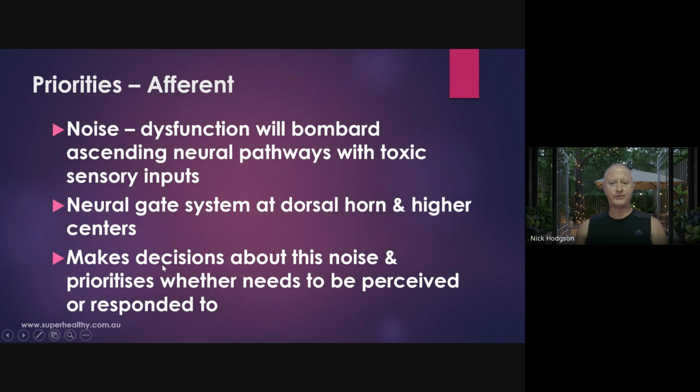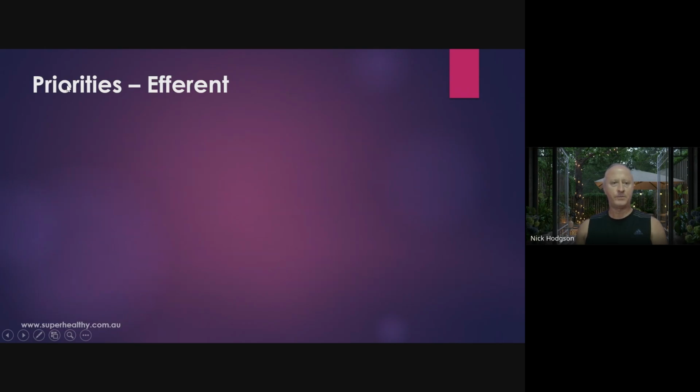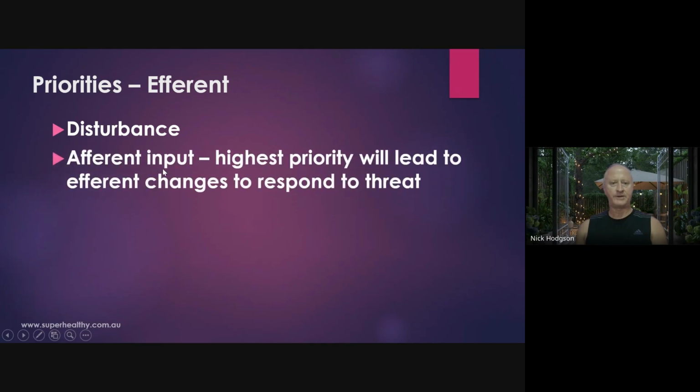So the central nervous system has to make decisions about this noise and prioritizes whether it needs to be perceived or responded to. And then we have afferent priorities. So as a result of this abnormal input, then there's going to be abnormal output. So there's going to be disturbance. So the afferent input, the highest priority, will lead to efferent changes to respond to the threat.